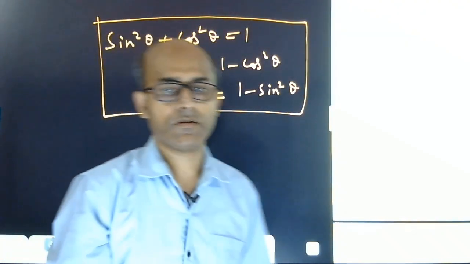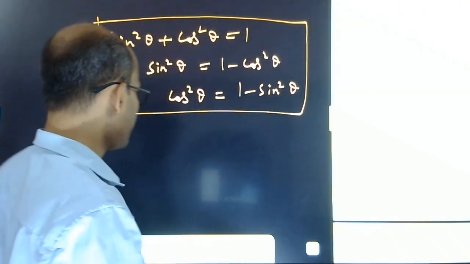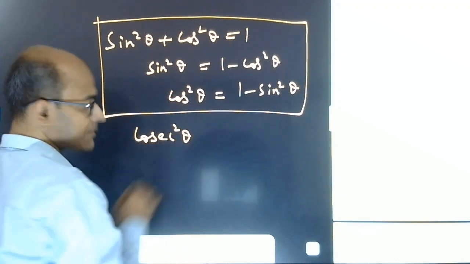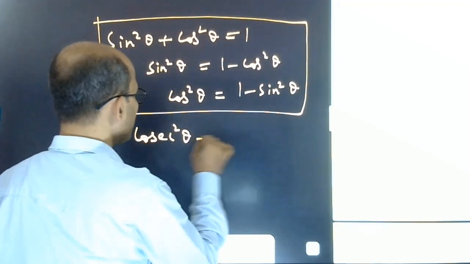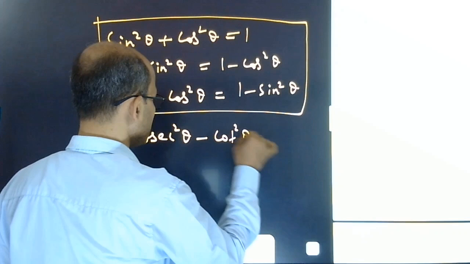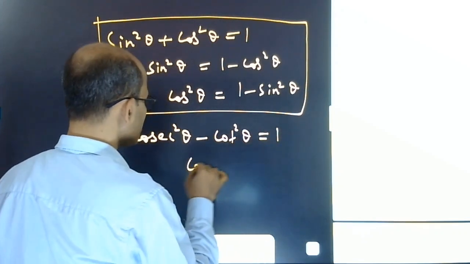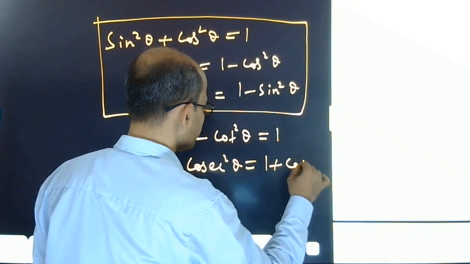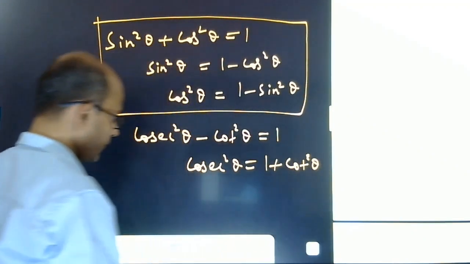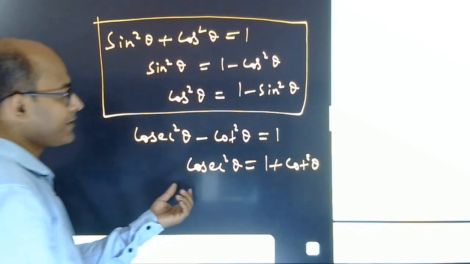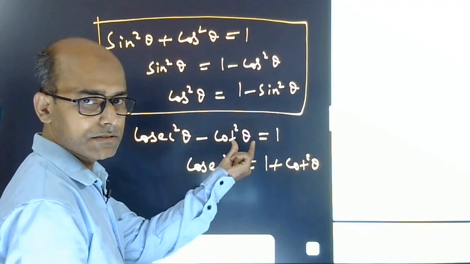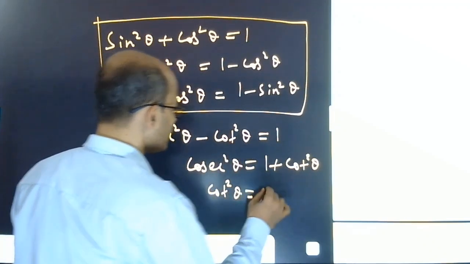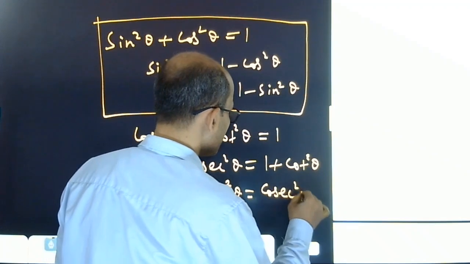Again, we have to take another formula, that is cosec square theta minus cot square theta is equal to 1. So cosec square theta is equal to 1 plus cot square theta. Similarly, we can write cot square theta, this will become cosec square theta minus 1.